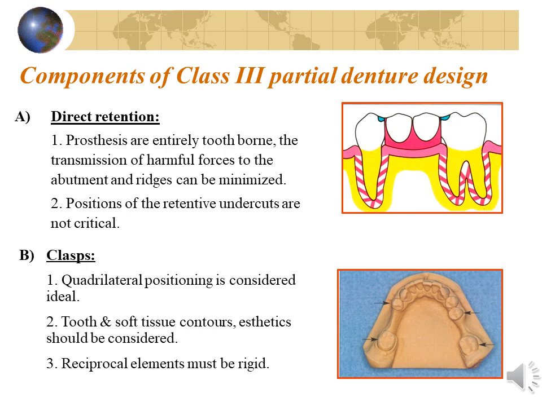Components of Class 3 Removable Partial Denture Design. First, direct retainer. As the prostheses are entirely tooth-borne, the transmission of harmful forces to the abutments and ridges can be minimized. The position of the retentive undercuts is not critical. Clasp: quadrilateral positioning is considered ideal. 4 clasps should be placed to obtain a quadrilateral design. Tooth and soft tissue contours and aesthetics should be considered, and reciprocal elements of the clasp must be rigid.